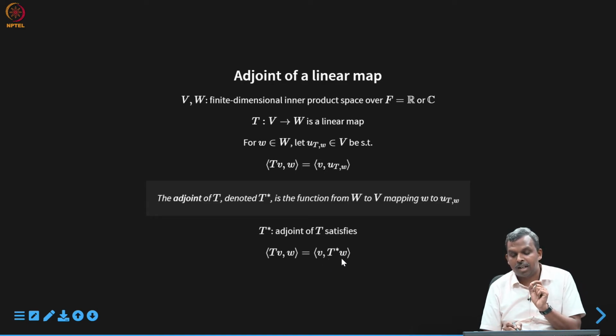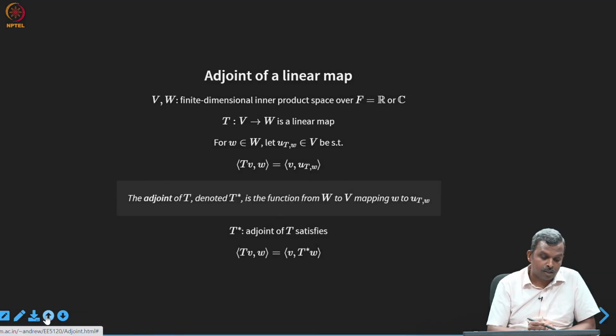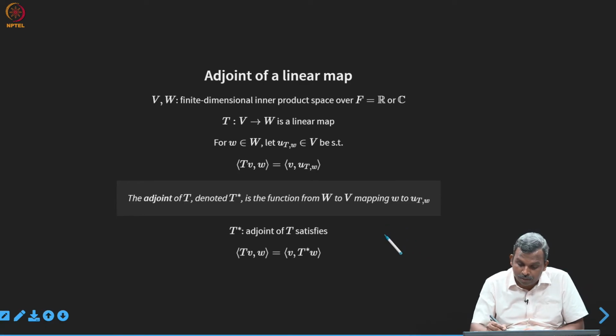So notice this T star W is my new notation for UTW, whatever I had as UTW. It is my new definition of adjoint, and it satisfies this wonderful relationship. Once again, a picture. I have drawn this picture before too, but it's good to draw this once again now that we have an adjoint and all that.